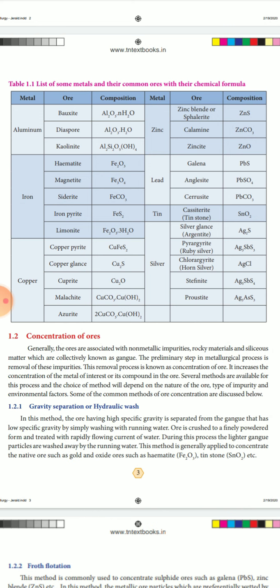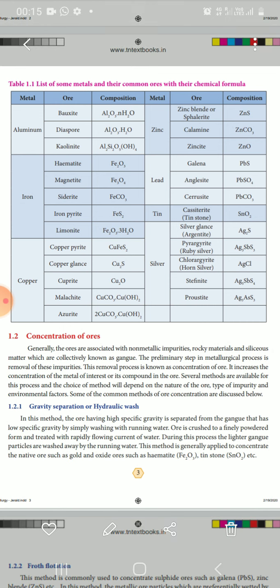Then copper ores: copper pyrite, copper glance, cuprite, malachite, azurite. This is the example of copper ores. Then zinc ores: zinc blende, calamine, zincite. Then lead ores: galena, anglesite, cerussite. Cassiterite is the example of tin ores.